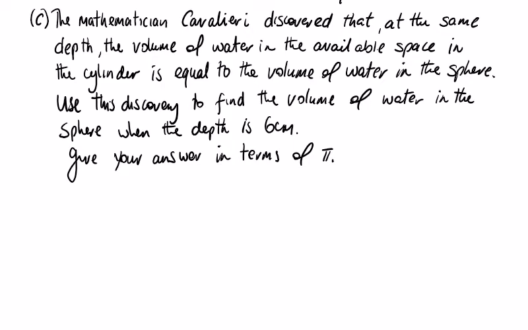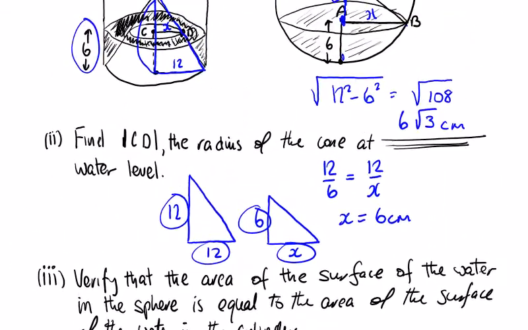In the last part of this question, you're told the mathematician Cavalieri discovered that at the same depth, the volume of water in the available space in the cylinder is equal to the volume of water in the sphere. Use this discovery to find the volume of the water in the sphere when the depth is 6. So it's the same diagram. Let's have a look what they mean.